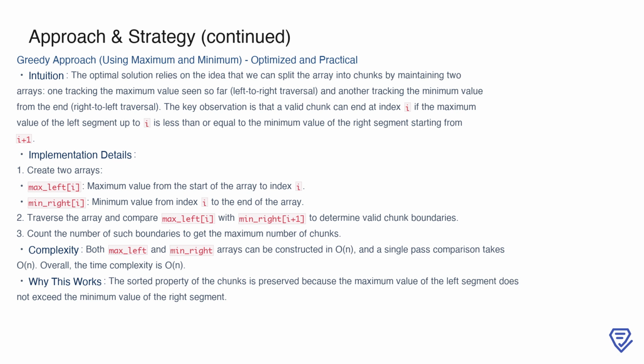To implement this, we construct two helper arrays, one, max_left, to store the maximum values from the start of the array up to each index, and another, min_right, to store the minimum values from each index to the end of the array. By traversing the array and comparing these two arrays, we can efficiently count the valid chunk boundaries. This approach runs in linear time, O(n), as constructing both arrays and performing the final comparison each require a single traversal. The beauty of this method lies in its simplicity and its reliance on the sorted property being preserved by ensuring the left segment's maximum does not exceed the right segment's minimum.